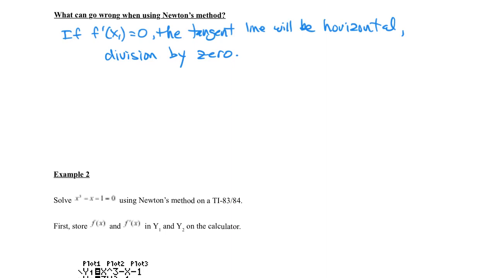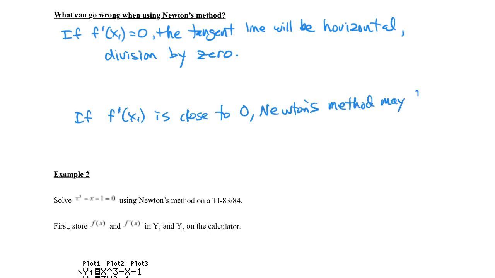Or we could say this: if f prime of x sub 1 is close to 0, Newton's method may fail or work very slowly. So this is the one we just talked about. If it's not 0 but it's close to 0, it could send it way off.